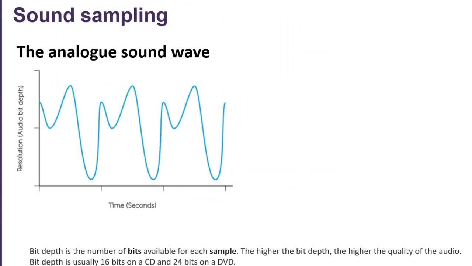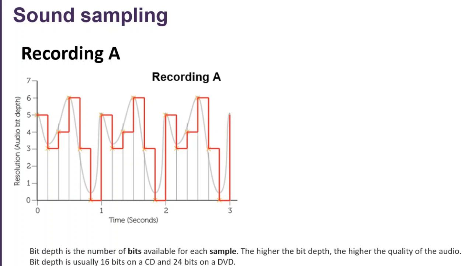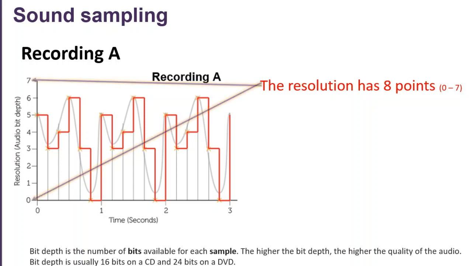Now what we see here is an analog sound wave. Okay, you can see on the left hand side we have the bit depth, the resolution, and on the bottom we see the time in seconds. So the bottom x-axis is the time in seconds, and the y-axis is the resolution bit depth. If we have a look at recording A, we can see that the bit depth, or the resolution, goes up to 7. It's got 8 points if you include the 0. Here we go. So this is 0 to 7.